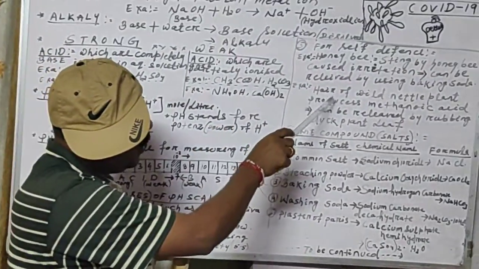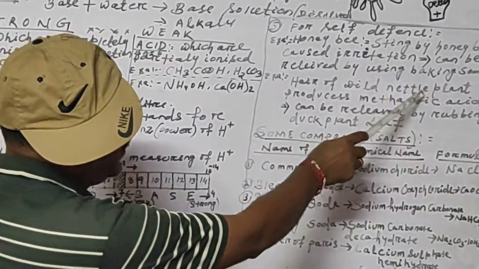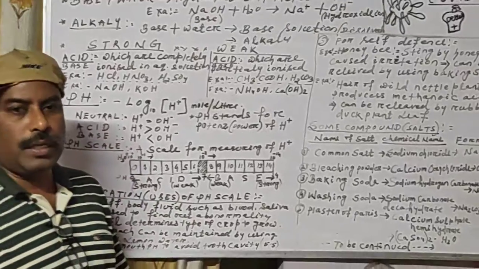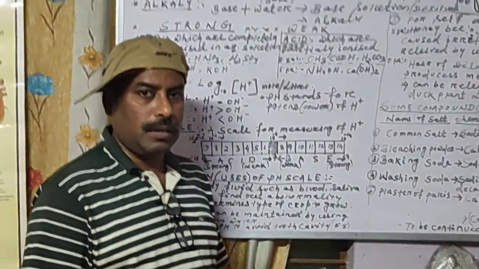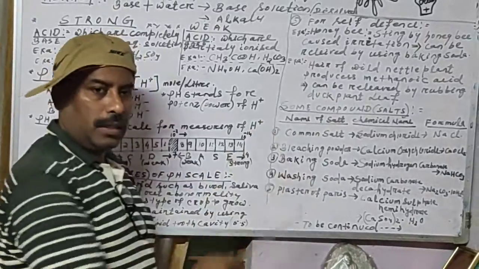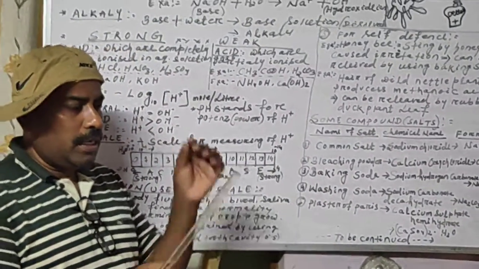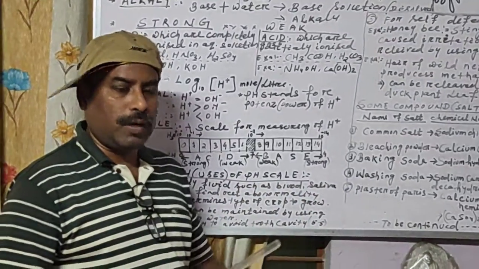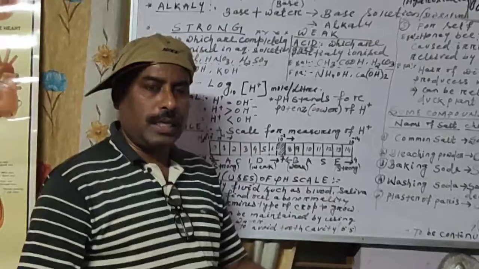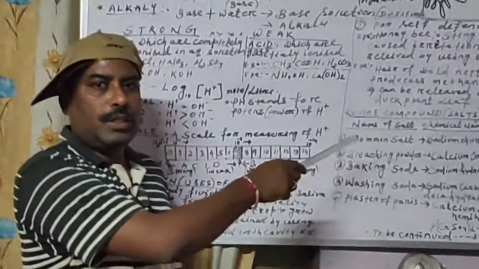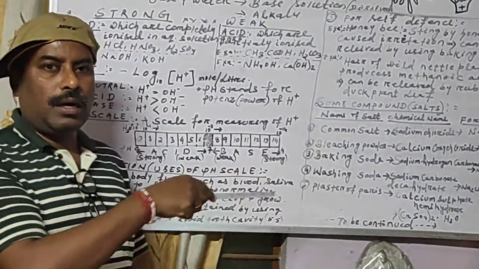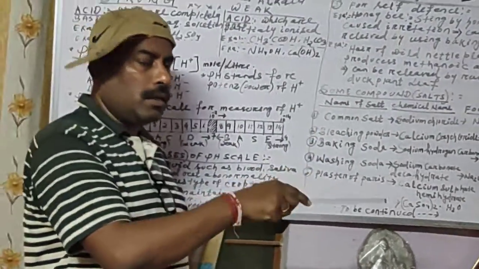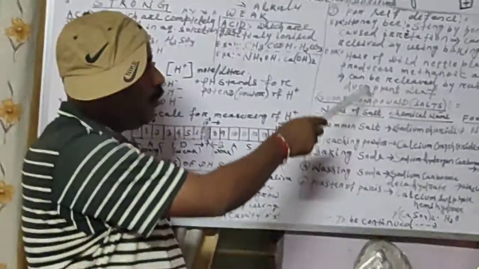One more is there. The hair of the wild nettle plant produces methanoic acid. In village areas, in some wild areas, there is one type of plant called the nettle plant, and that nettle plant leaf contains very fine hair-like projections. When it comes in contact with our skin, they get inside our skin and produce methanoic acid, which causes irritation, swelling, rashes, red patches like that.